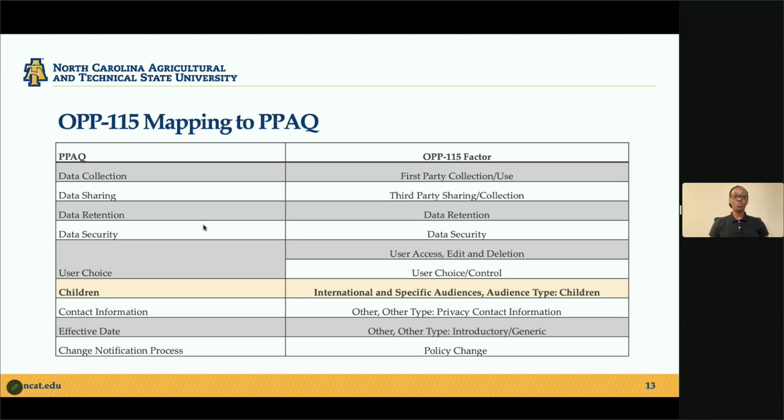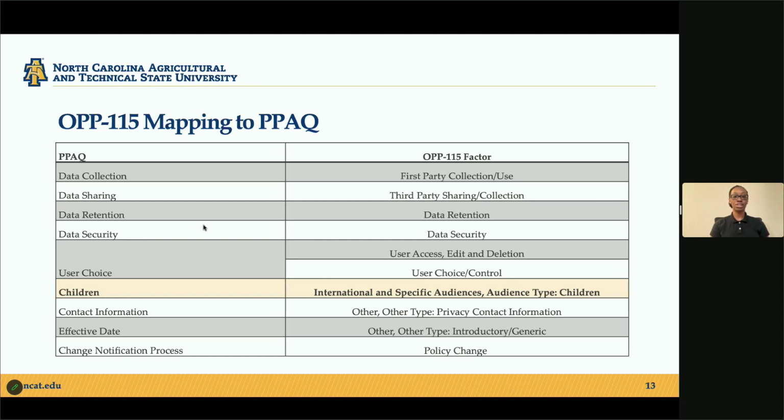So for example, the OPP 115 corpus does not contain a children factor, but it does have an international and specific audiences factor with an attribute audience type that has a value of children. So we use those specific annotations to map back to the children category in the PPAQ. And this is an overview of the different mappings we use to build the multi-label classification model.